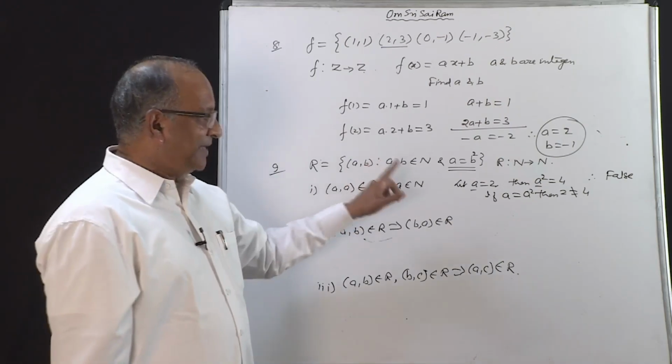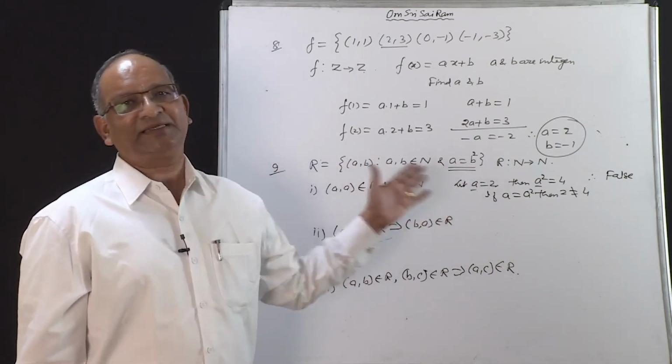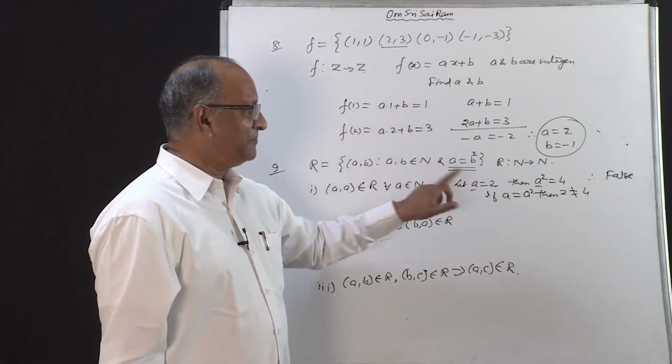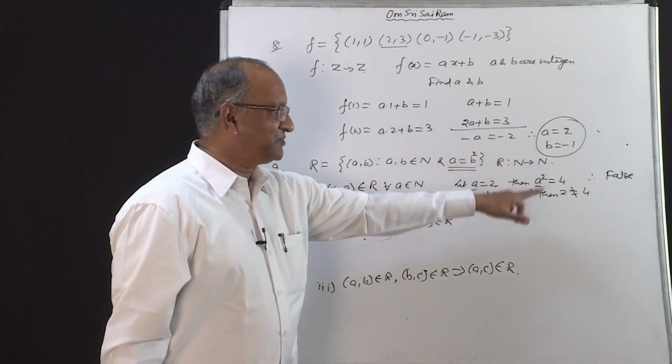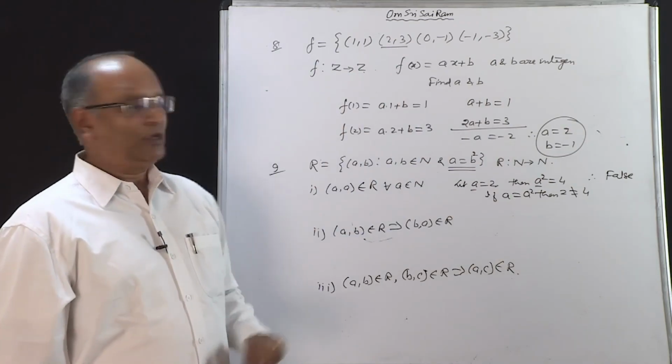But to say that it is true or false, even if it is false in one case, we say the statement is false. We don't need to take several examples. We just took one example, A equal to 2, A square becomes 4. We know 2 is not equal to 4, so it is false. Go to the next one.